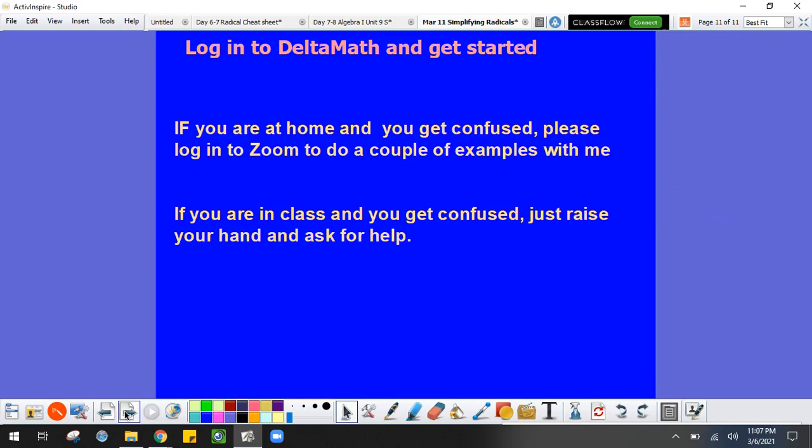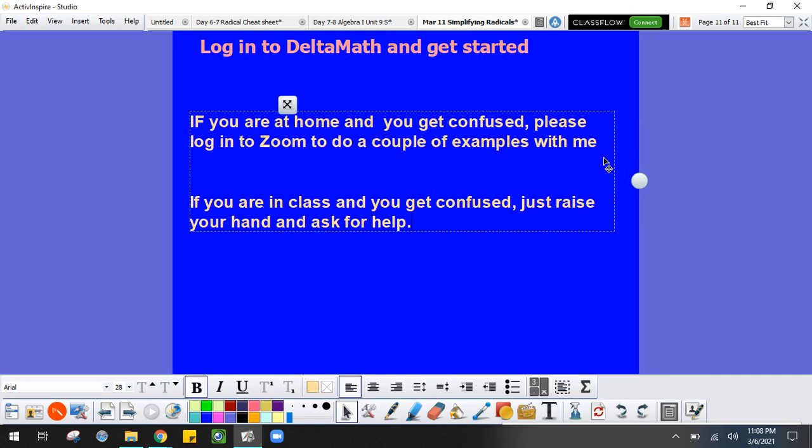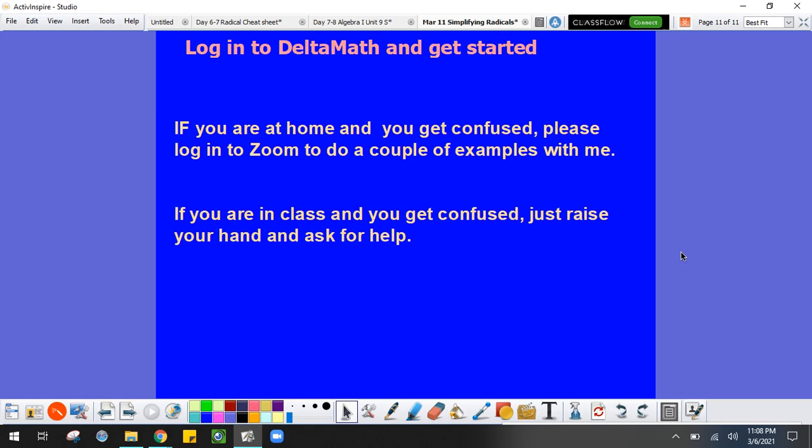So you will be doing Delta Math next. So log in and get started. If you're at home and you get confused, please log into Zoom to do a couple of examples with me to clear things up. If you're in class and you get confused, just raise your hand and ask for help, so that you do not spend too much time on this first assignment with radicals.